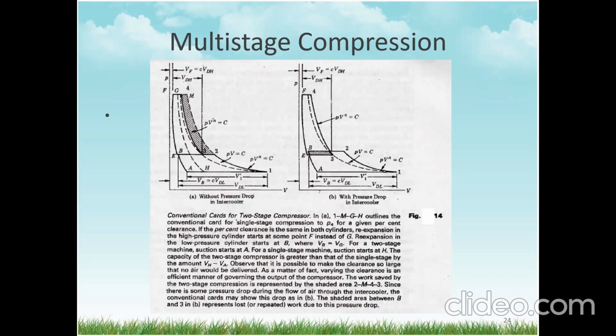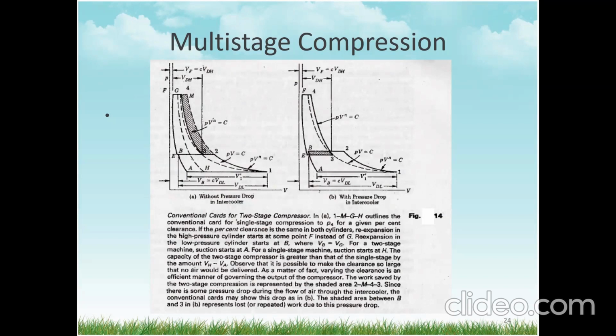Observe that it is possible to make the clearance so large that no air would be delivered. As a matter of fact, varying the clearance is an efficient manner of governing the output of the compressor. The work saved by the two-stage compression is represented by the shaded area 2 and 3. You see the shaded area, that is the lost work.